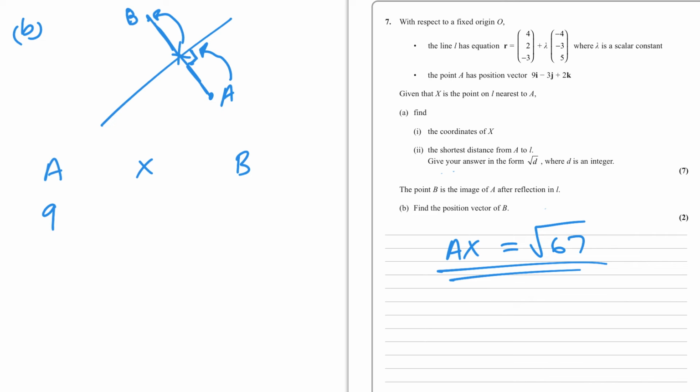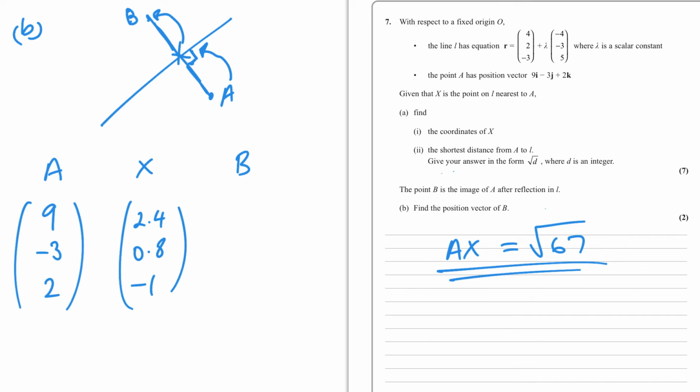So I'm essentially thinking of going from A to X to B. And if I think of my A's, let's go 9, minus 3, 2. And my X's are 2.4, 0.8 and minus 1. And obviously the B's I need to find. So let's have a look. How do I get from A to X? So I need to subtract 6.6. So I'm going to do the same here. I'm just going to take away 6.6, and that's going to give me negative 4.2.